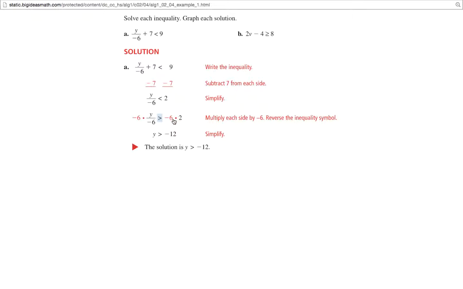Another example, B. This is just making sure you check it. Notice it is an open circle at -12.